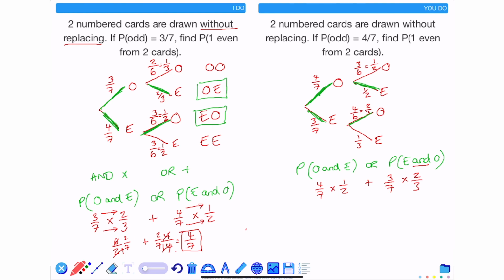Multiplying the numerators and the denominators together gives me 4/14, add 6/21. The first fraction cancels down to 2/7. The second fraction also cancels down to 2/7. 2/7 add 2/7 is 4/7. This is my final answer.